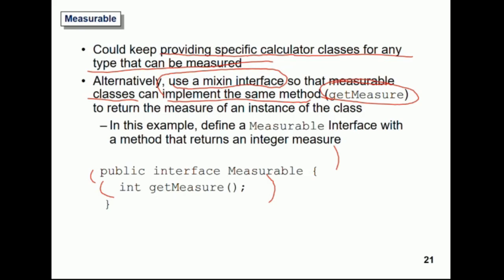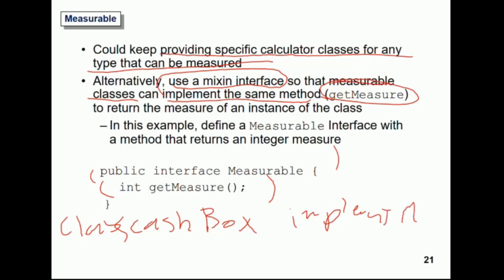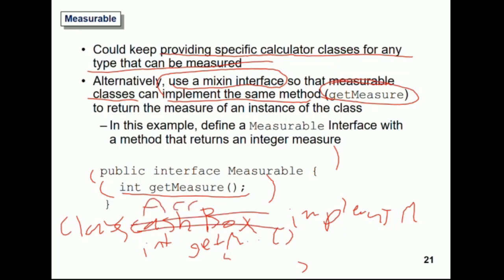So if I'm the cash box class, I need to implement Measurable, okay, and I need to therefore implement this method. So I say int getMeasure. Okay, so what value should I provide here for the cash box? What is it that I'm returning? Yeah, so it's the total for the box. What if it was the account? getBalance. So that's how it's done essentially.